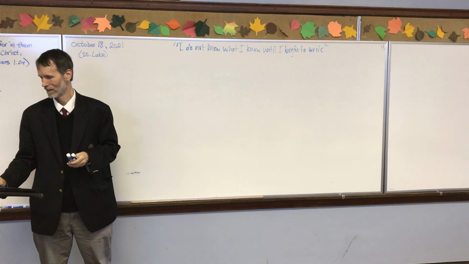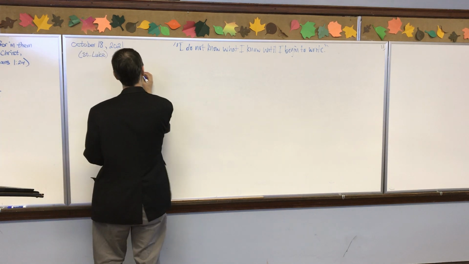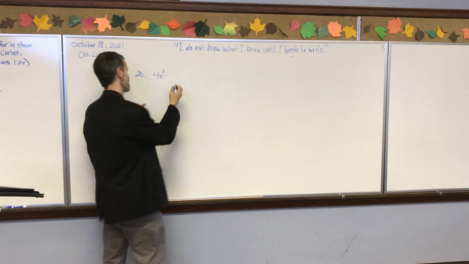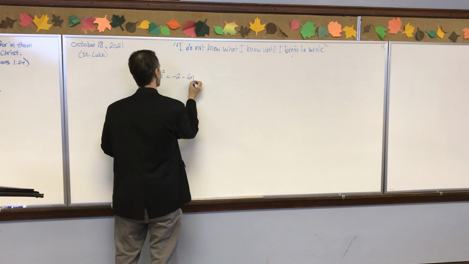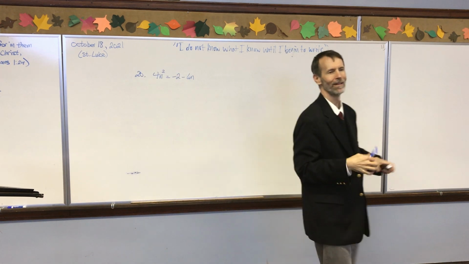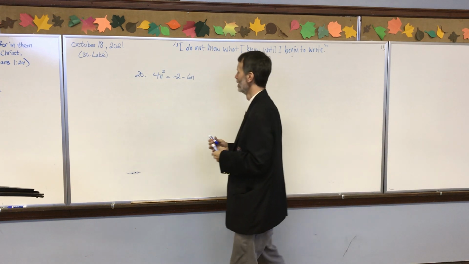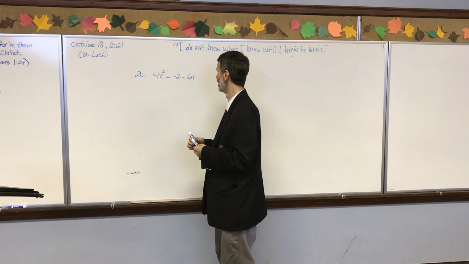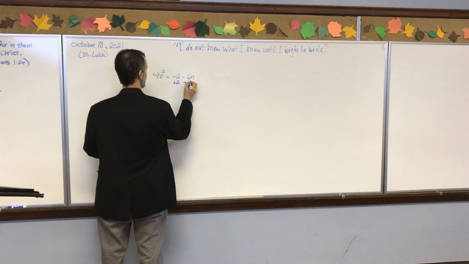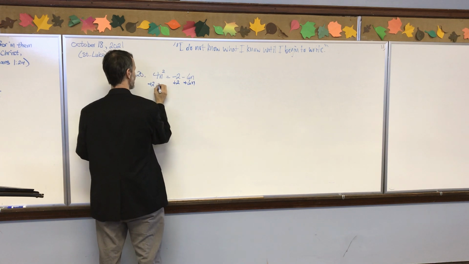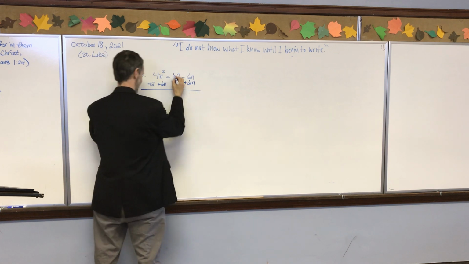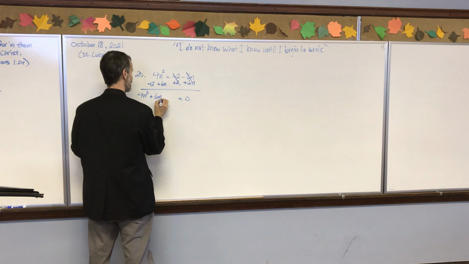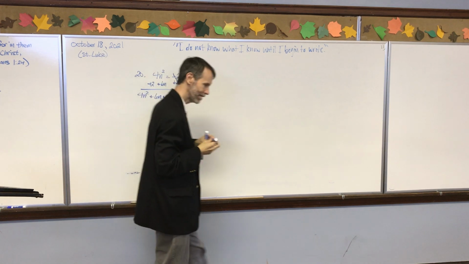Number 20: 4n squared equals negative 2 minus 6n. What's the first thing we have to do? Add 2 and 6n to both sides. Correct. What are you trying to do? Get it equal to 0. Correct. So 0 on the right-hand side, this should be 4n squared plus 6n plus 2, equal to 0.